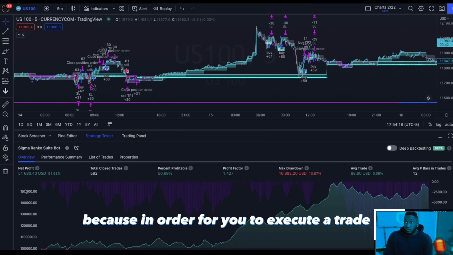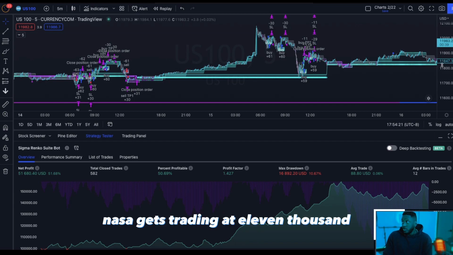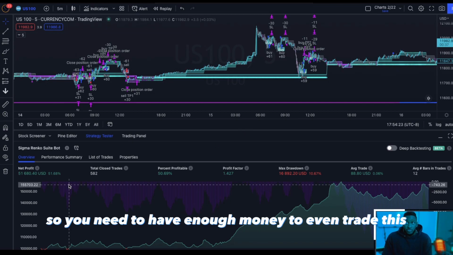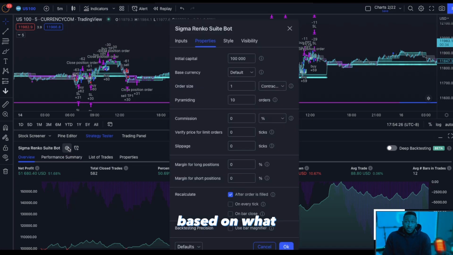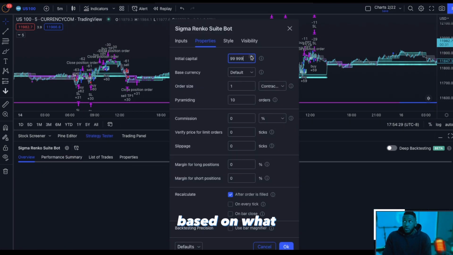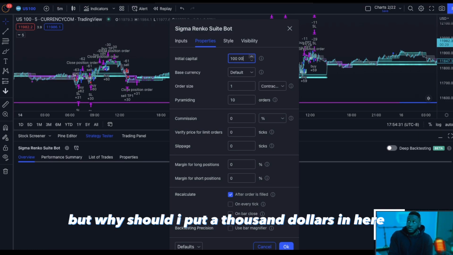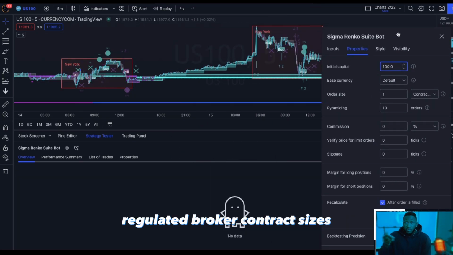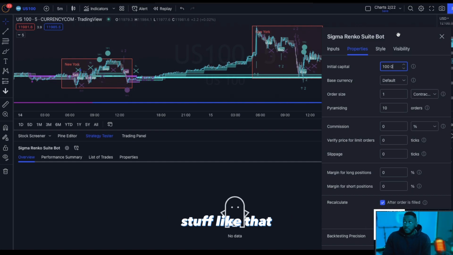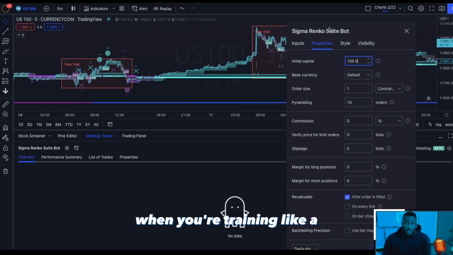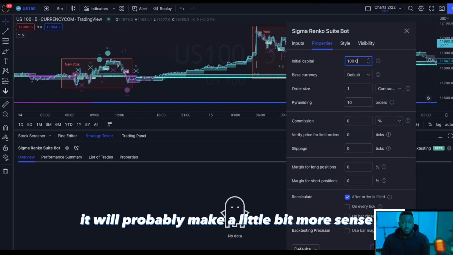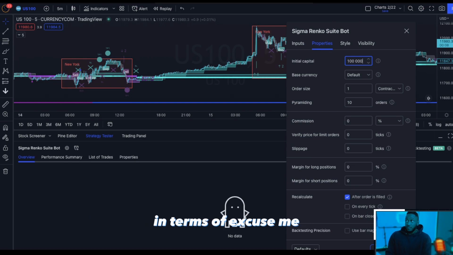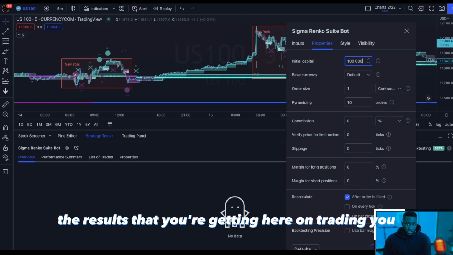because in order for you to execute a trade, NASDAQ is trading at 11,847. So you need to have enough money to even trade this based on what TradingView is saying. But watch, if I put $1,000 in here, it's going to say no data because you don't have enough money to trade it based on regulated broker contract sizes. So when you're trading a funded account, with a $100,000 or $200,000 account, that's when it will probably make more sense in terms of the results you're getting here on TradingView.